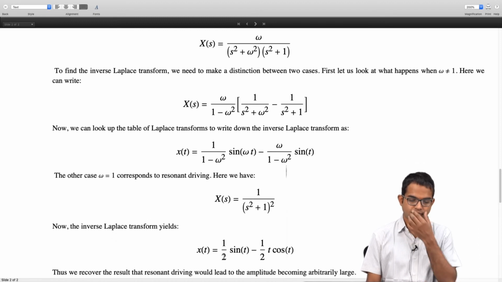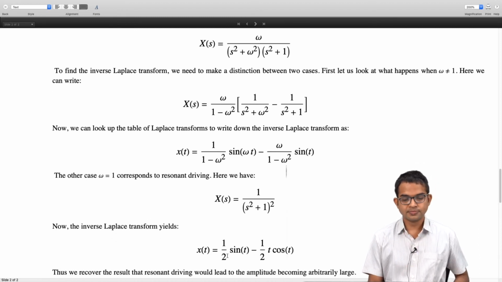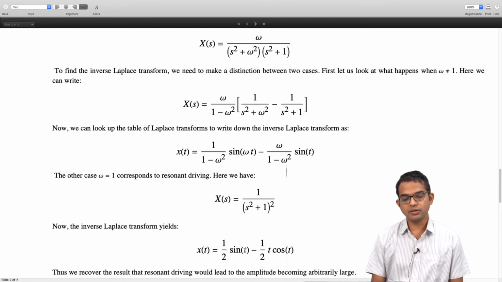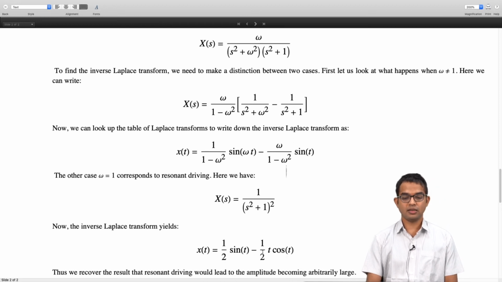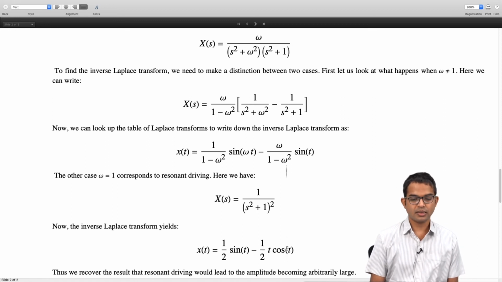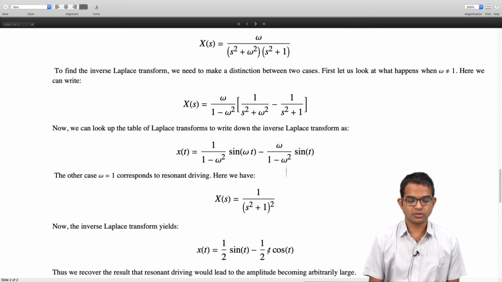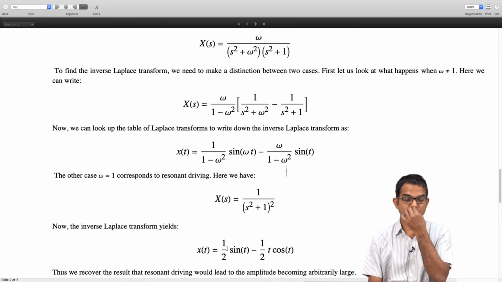So x of t in this case is simply given by half times sine of t minus half times t times cosine of t. You can also check that this holds by taking the Laplace transform of this function. So now you see that both sine t and cos t appear, but there is a factor of t. Now if you recall from many lectures ago, when we were looking at a harmonic oscillator, the damped harmonic oscillator, but which is driven at resonance.